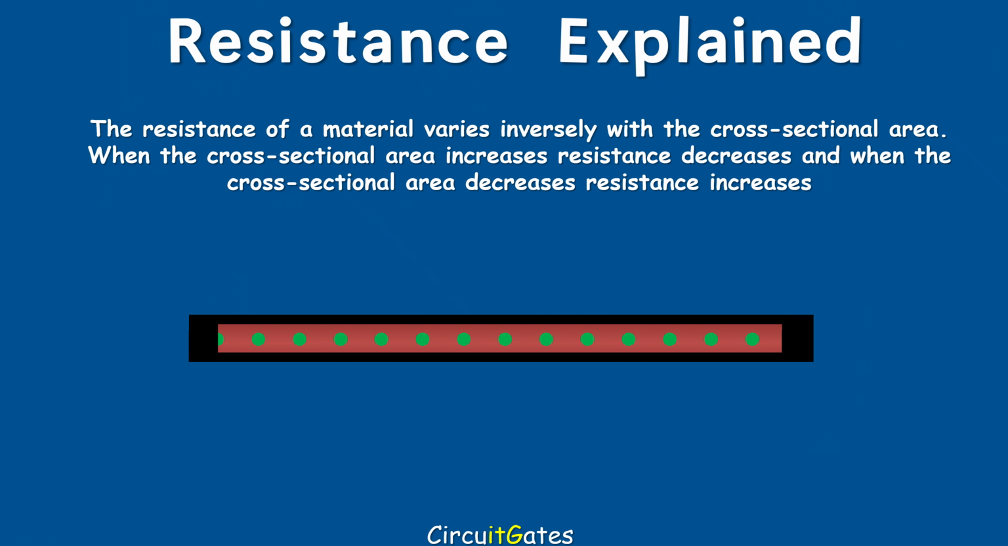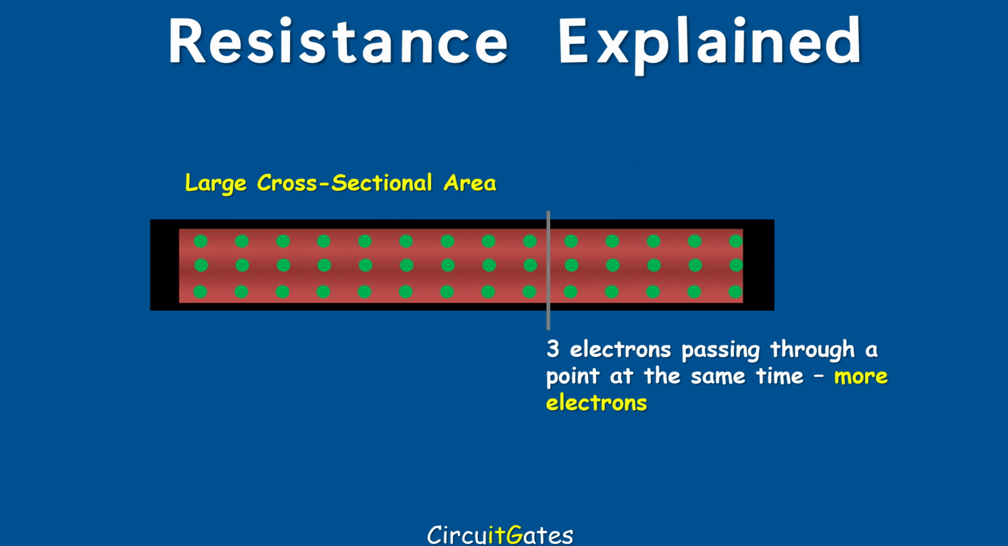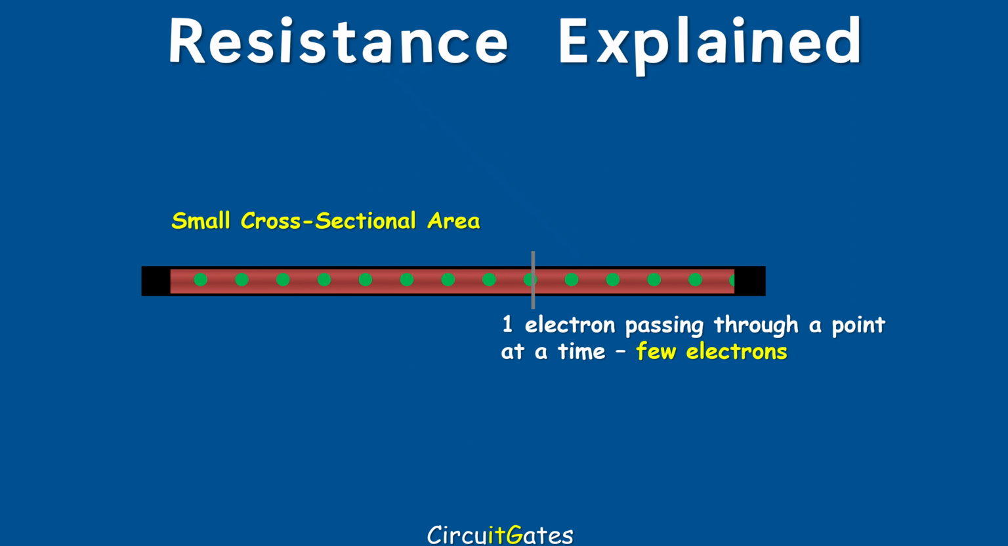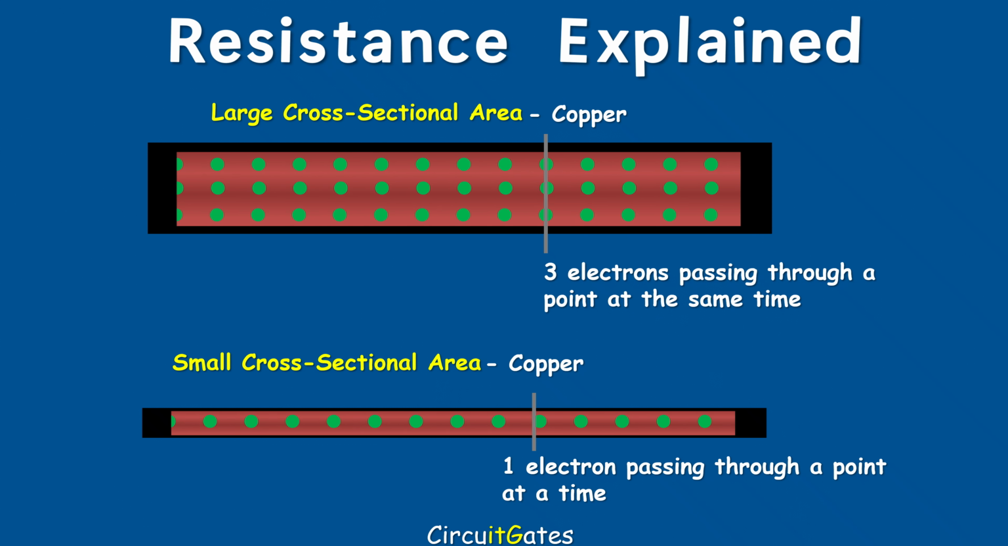This is because on a large cross-sectional area, more electrons can flow at the same time due to more space, while on a small cross-sectional area, few electrons can flow at the same time due to less space. Here we have two copper conductors connected to the same voltage. The one with a large cross-sectional area has more electrons passing through a point per second than the one with a small cross-sectional area. When more electrons are passing through a point per second, it means low resistance. And if there are few electrons passing through a point per second, it means high resistance.